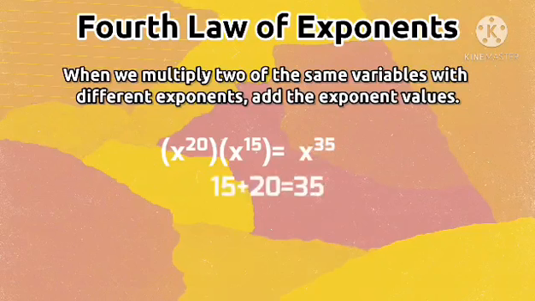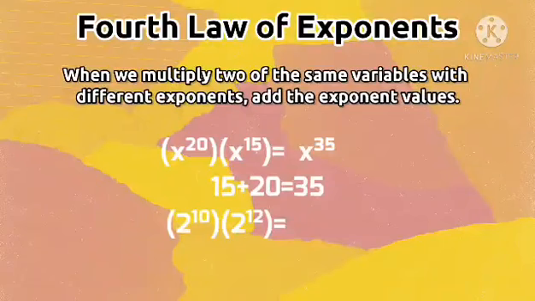This also works for numbers, with 2 to the power of 2 multiplied by 2 to the power of 10 would equal 2 to the power of 12, which is then simplified to 4096.